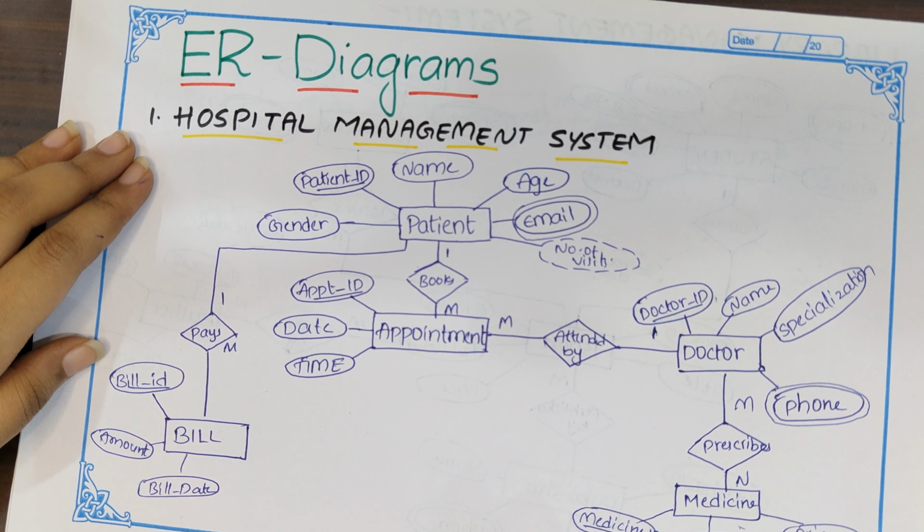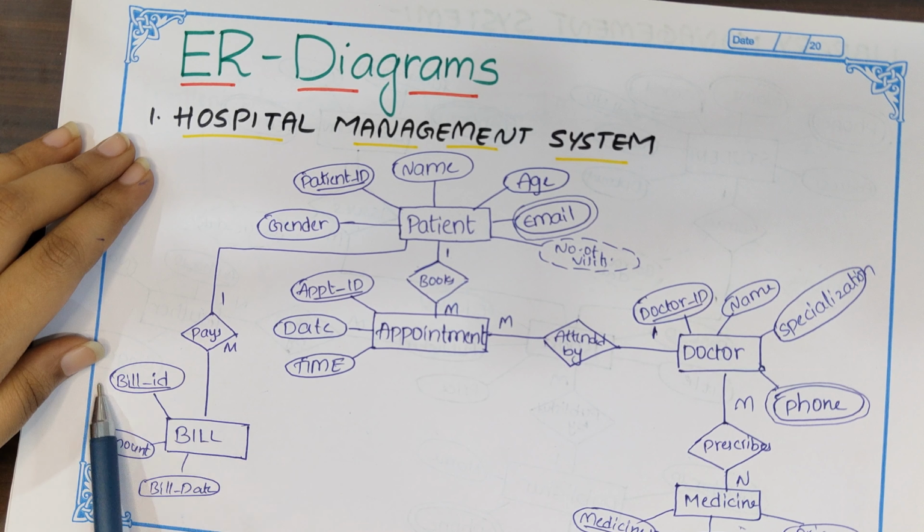And after getting the medicine, the patient will pay a bill. One patient will pay many bills because there may be a chance of going to the doctor twice or thrice. So he'll get more than one bill, right? So he can pay many bills, like bill ID, unique, and amount, and bill date. All these things will be representing an ER diagram of hospital management system.